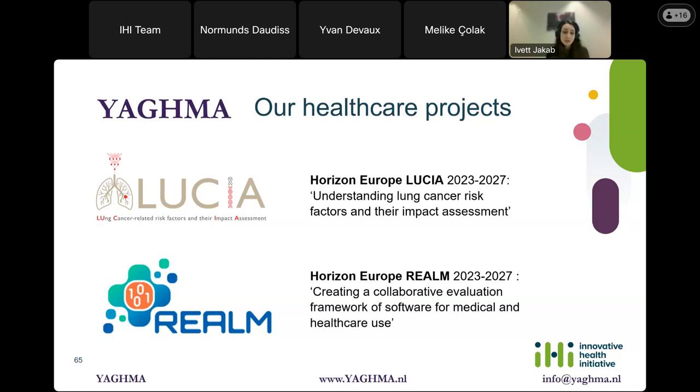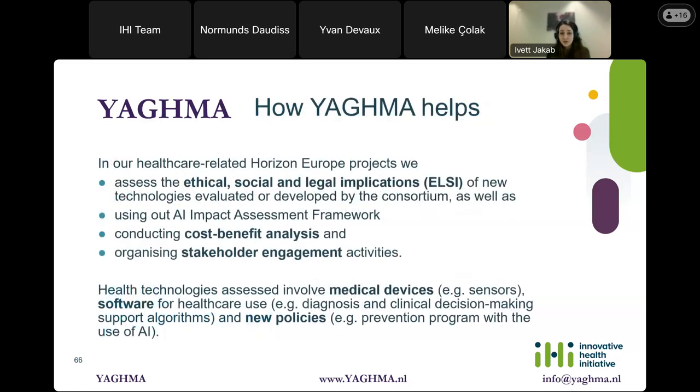Next slide, please. About the tasks that we provide in these two huge consortiums, we assess the ethical, social, and legal implications of new technologies either evaluated or developed by the consortium, as well as using our AI impact assessment framework that is now specified for healthcare use, conducting cost-benefit analysis, and organizing stakeholder engagement activities. How these all come together, I will explain in the next slide.